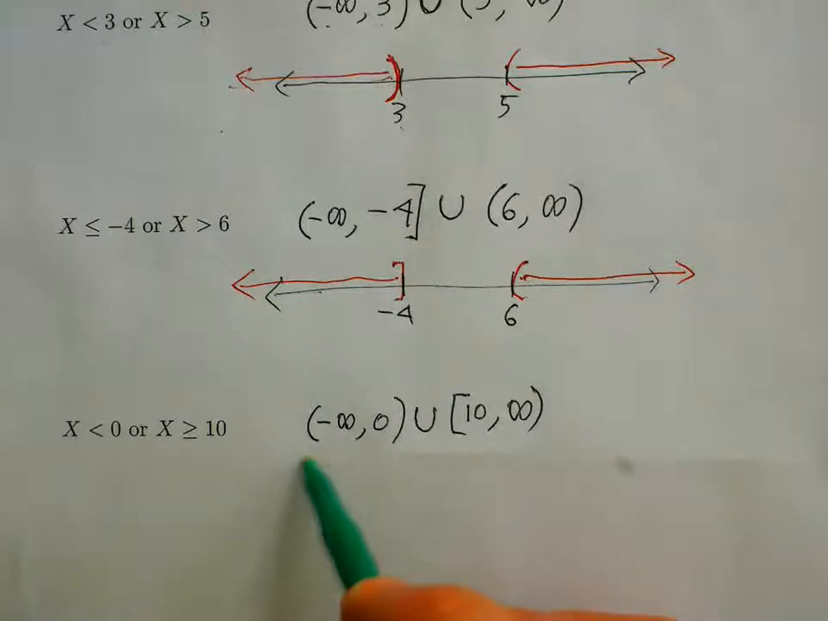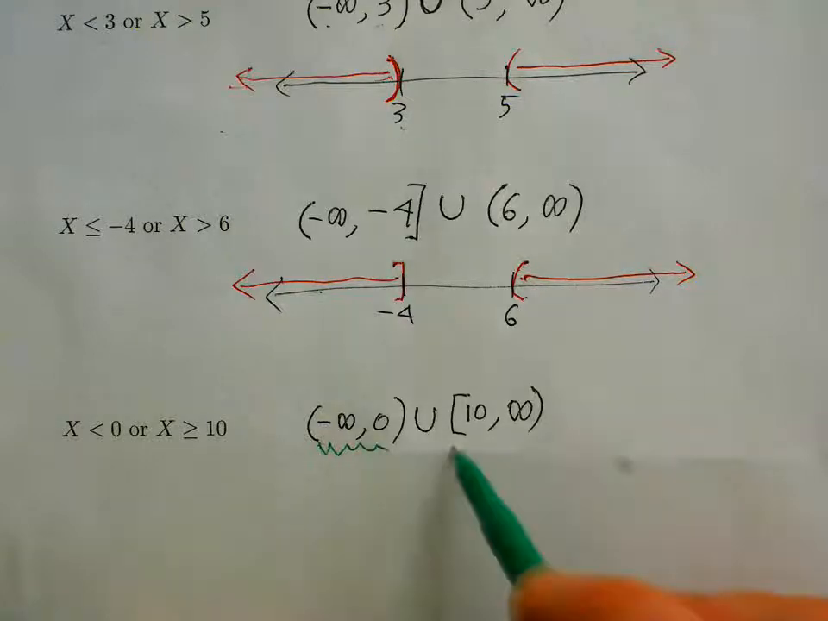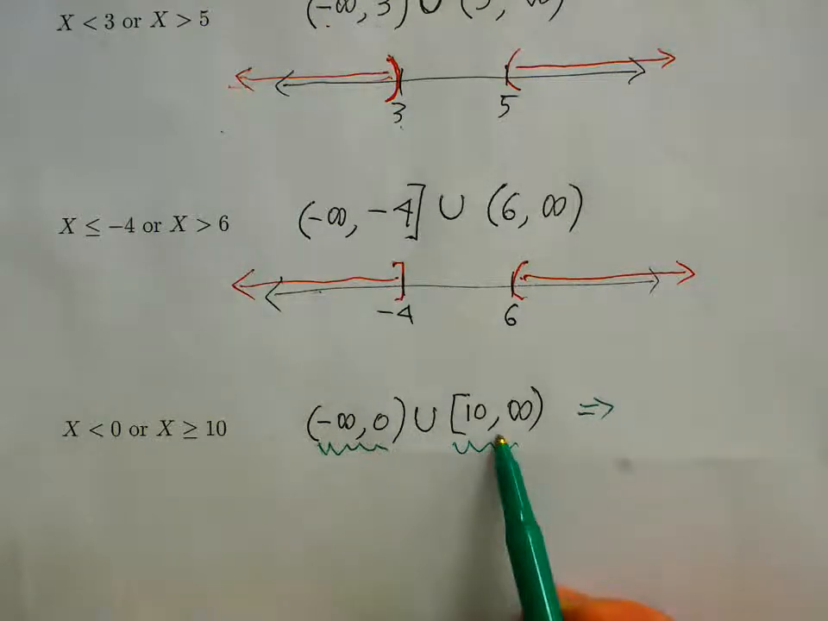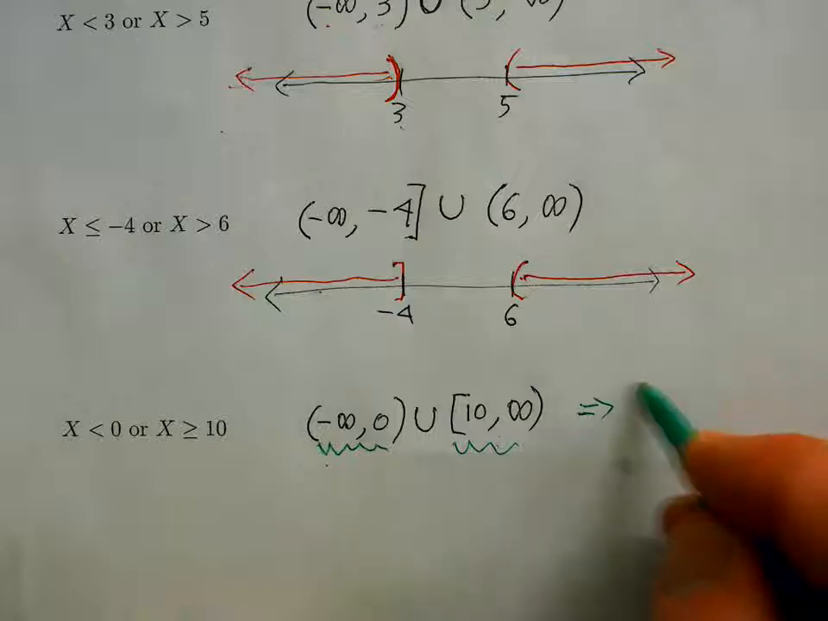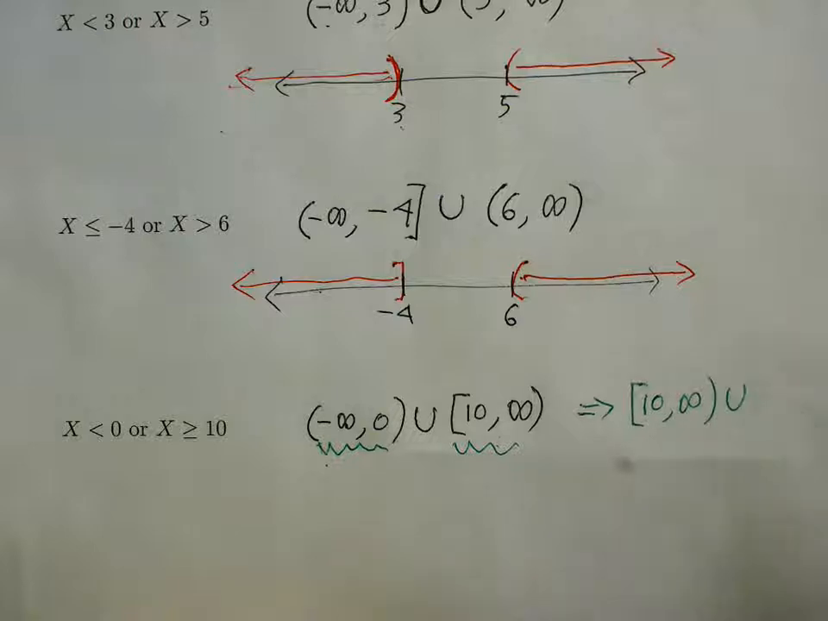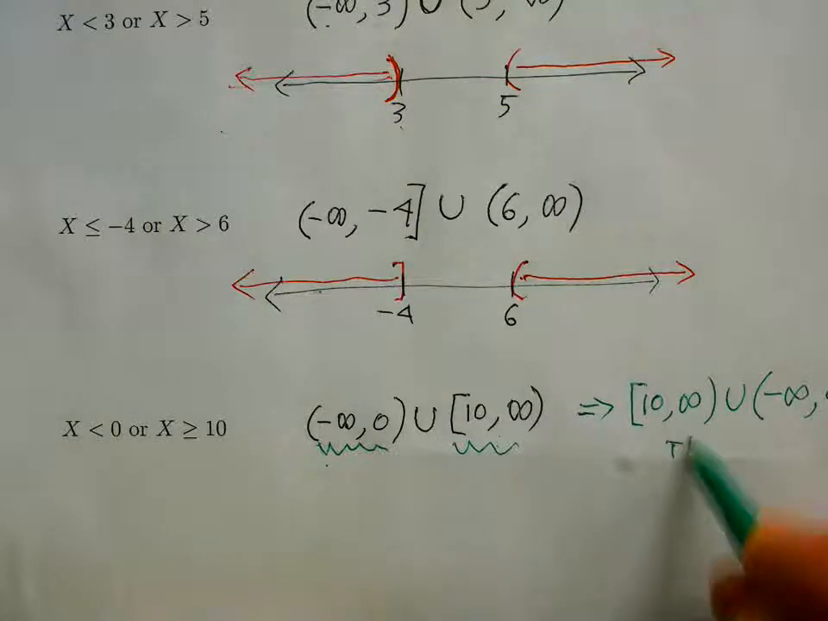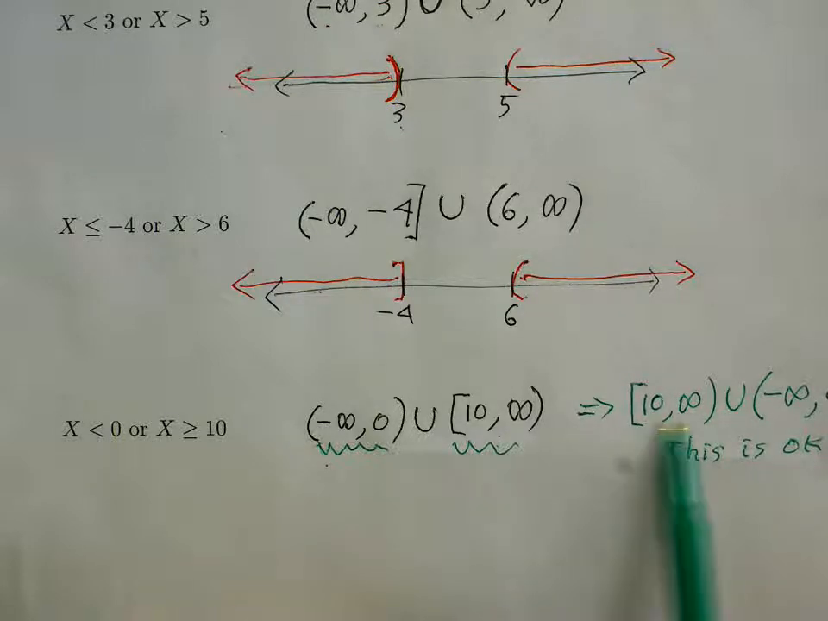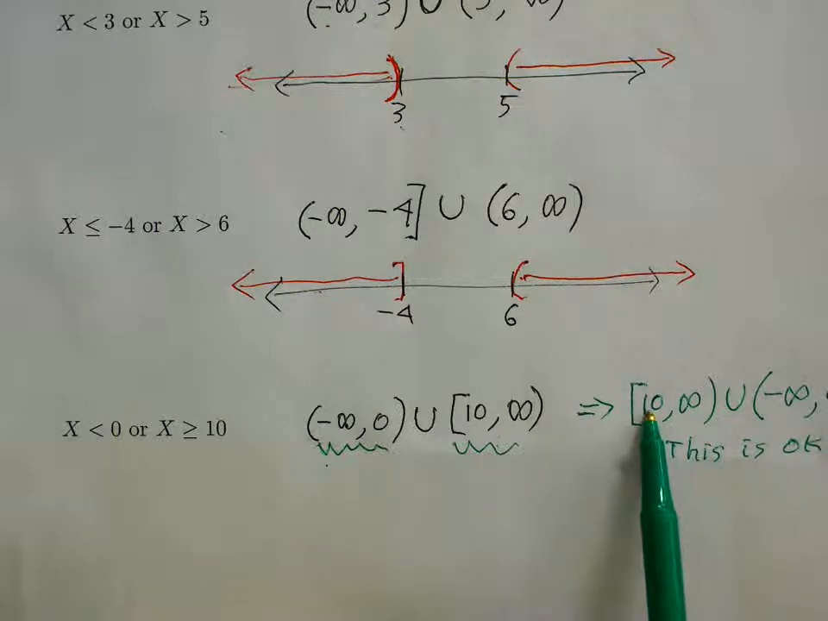Okay, but that's for individual sets. So this is equivalent to writing, I can put those two sets in different orders. I could write bracket 10 infinity union, and then parenthesis negative infinity, comma 0 parenthesis. This is okay also. But in the individual set, the smaller number is to the left, the larger number is to the right. You see what I mean?